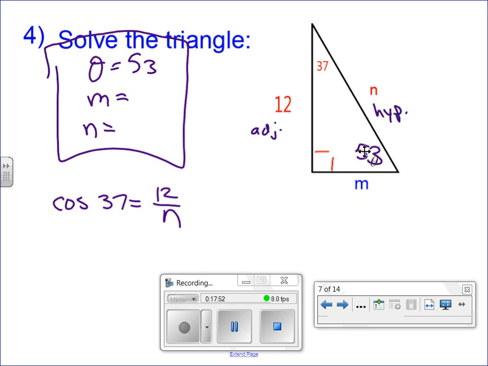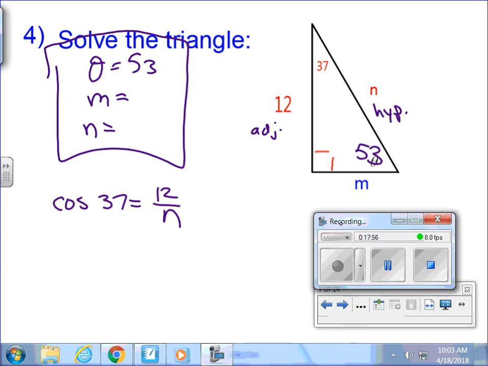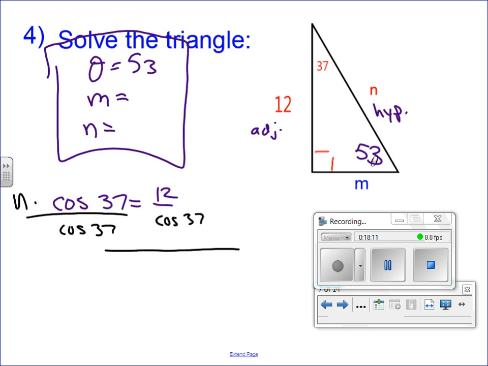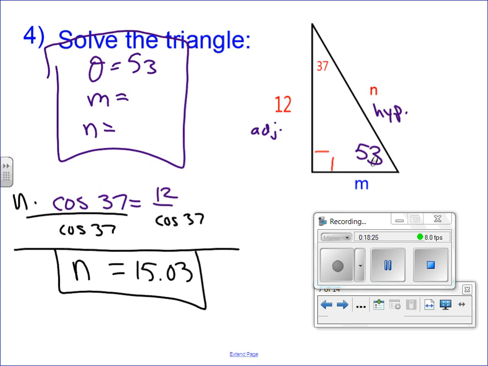Everybody agree with his choice before we roll on? Yes, I agree. Okay, everyone agrees. So talk me through solving it then. So I'll multiply by n. So that gets the n out of the denominator. That's a great idea. Divide by cosine of 37. Divide cosine by 37 on both sides. Then 12 over cosine of 37. Give me 1 second just to pick up my calculator. 15.02. 15.025. So let's go with 15.03. That's n.